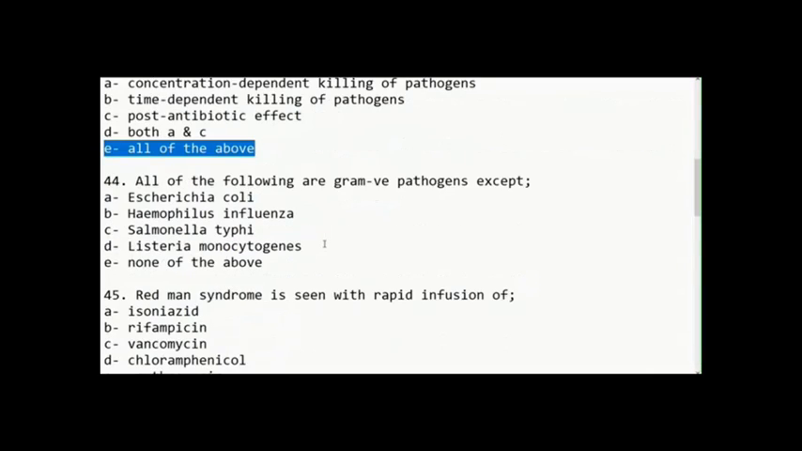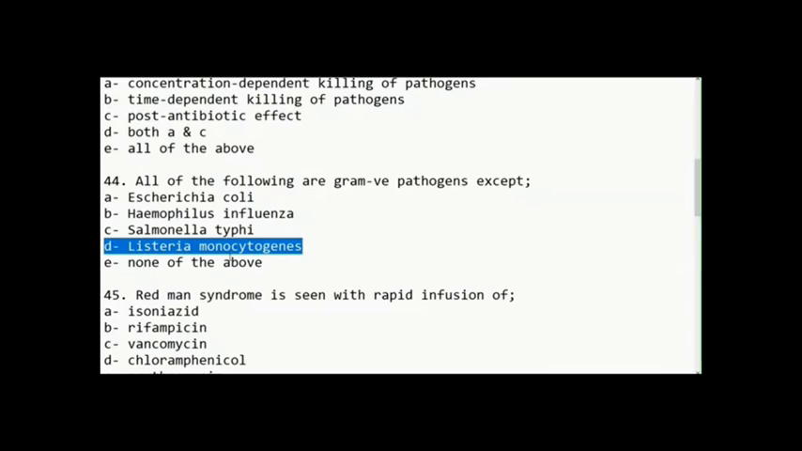So the option E is the correct answer. Now moving on to the next MCQ, all of the following are gram-negative pathogens except E. coli, Haemophilus influenza, Salmonella typhi, Listeria monocytogenes, none of the above. Actually in this we are asked to identify a pathogen that is not gram-negative. So in this case Listeria monocytogenes is the correct answer, because Listeria monocytogenes is a gram-positive bacterium, while E. coli, H. influenza, and S. typhi are gram-negative. So the correct option is D.